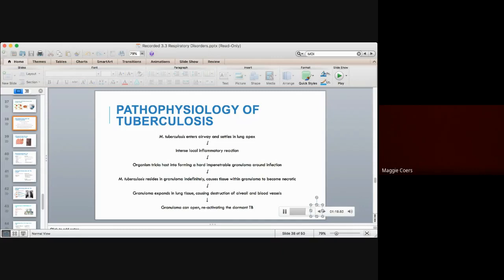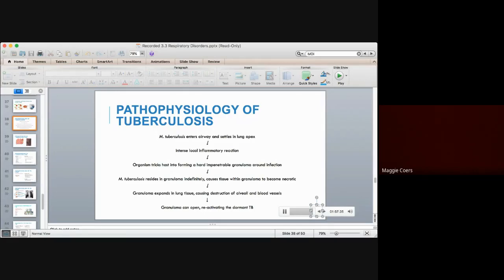Within the granuloma, as the TB is eating up all of the tissue, there's a lot of necrosis that happens in the apices of the lungs. When the TB organism lies dormant, the signs and symptoms of TB resolve, but it becomes reactivated when the patient's immune system drops or when some big stressor happens to the host. Then the granuloma starts growing again because the TB organism starts to replicate again.